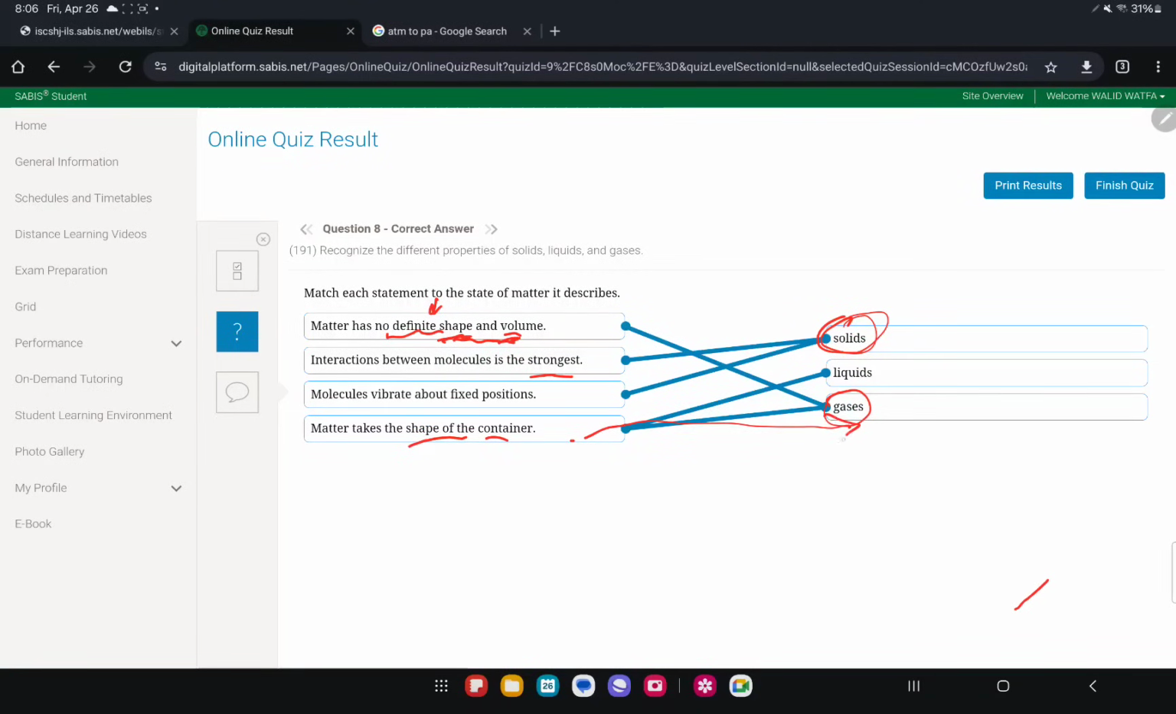Matter takes the shape of the container. If you match it only to gas, of course you'll get it wrong, because liquids also take the shape of the container. You could have a water bottle that's a square and you have water in it, and the water will take the shape of the square water bottle. And if you pour it into a moon-shaped water bottle, like this, the water will also take the shape of the moon, right? So it takes the shape of the container. So both the gas and liquid take the shape.